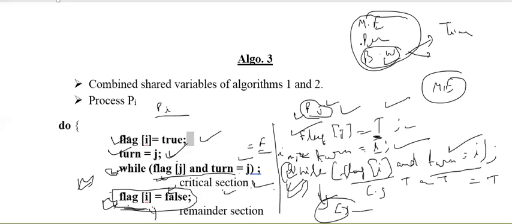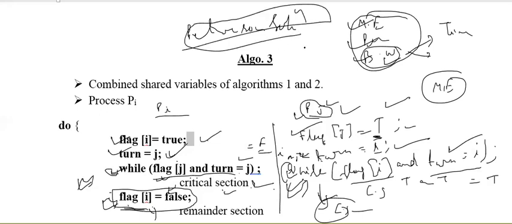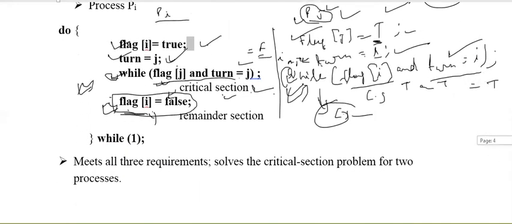So this algorithm has satisfied all three conditions: mutual exclusion, progress, and bounded waiting. So that is one proper solution. This is also known as Peterson solution. So this particular algorithm has one name that is known as Peterson solution. And once we move into n-process solution, then that is known as bakery solution. So those are different types of solutions with respect to critical section.